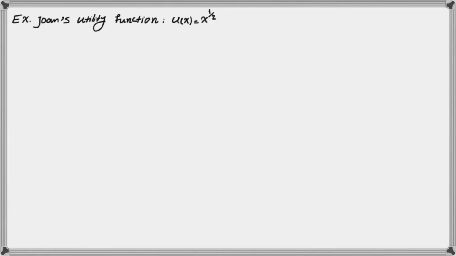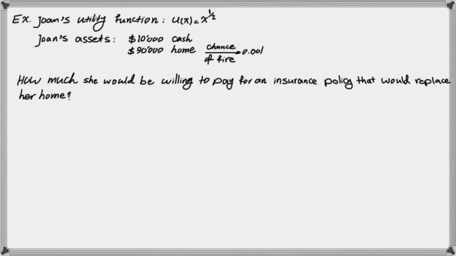Let's look at one example. Suppose Joanne's utility function is given, and it's x to the power of 1/2, basically the square root of x. You have some initial assets: $10,000 in cash and $90,000 in your home, so your total assets are $100,000. There is a chance of fire, which is 0.001. So there is only a 0.1% chance that there's going to be a fire in her house. She would like to pay for an insurance policy that replaces her home.